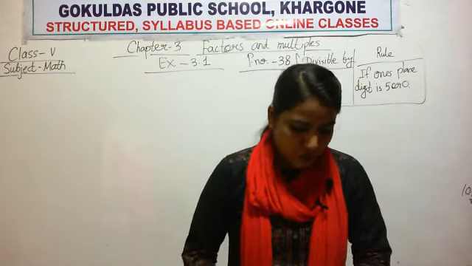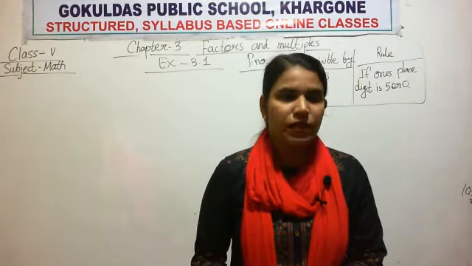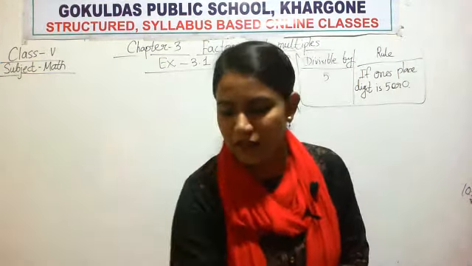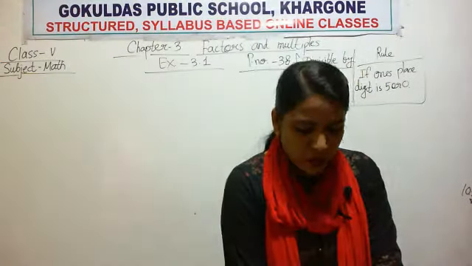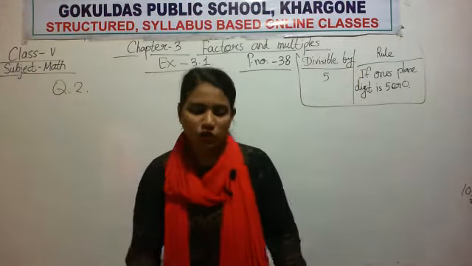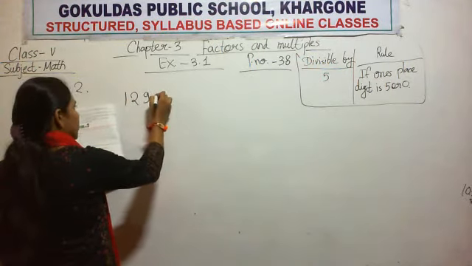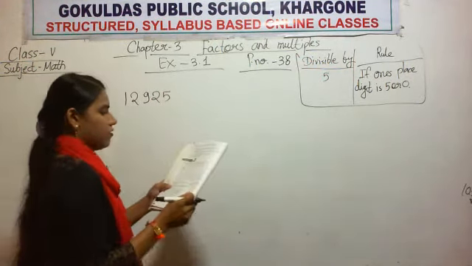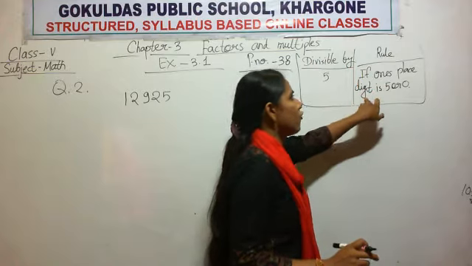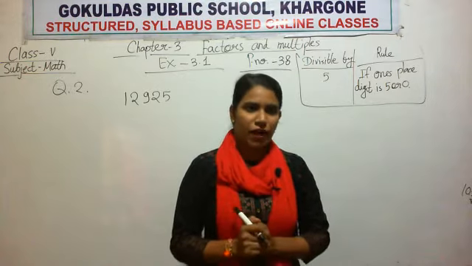Check whether 12,925 is divisible by 5 or not using the divisibility test. If you learn the divisibility rules, you can do this question very easily. Give reason to support your answer. You have to check the divisibility by 5 for the number 12,925. The rule for divisibility by 5 is, if the ones place digit is 0 or 5, then your given number is divisible by 5.